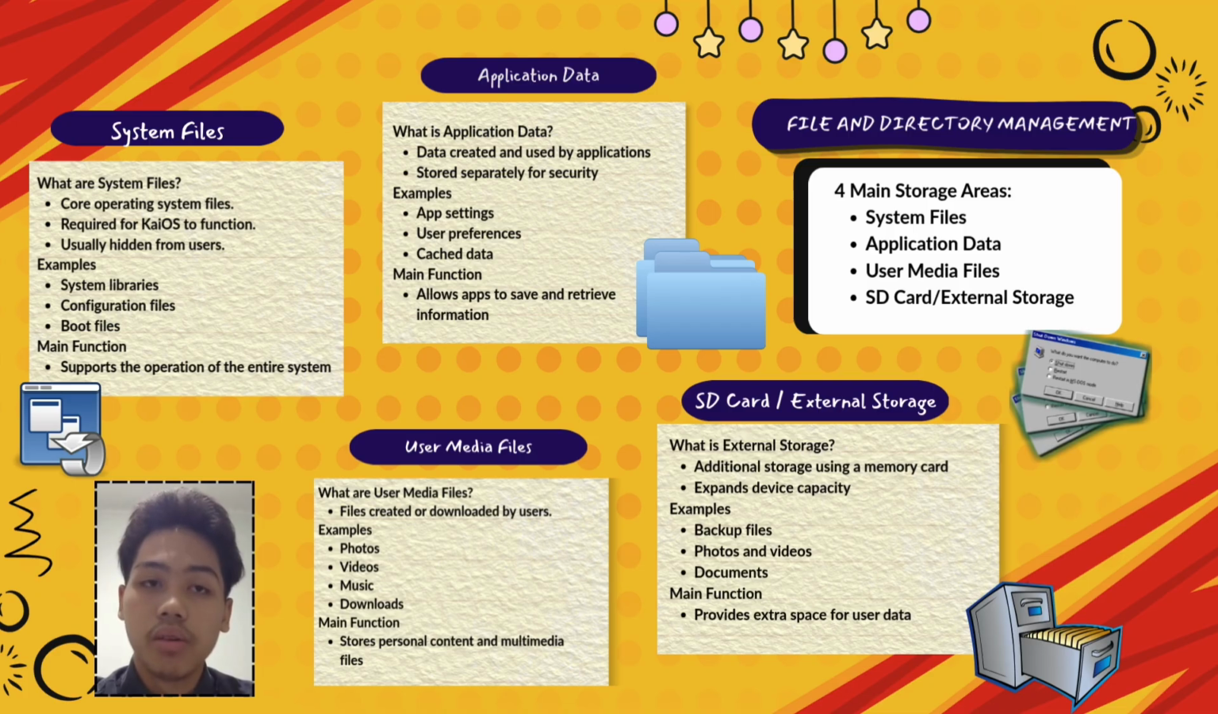For example, the system libraries, configuration files, and boot files, and the main function is supporting the operation of the entire system. Application data, on the other hand, is created and used by applications and stored separately for security, like app settings, user preferences, and cache data. The main function is allowing apps to save and retrieve information.